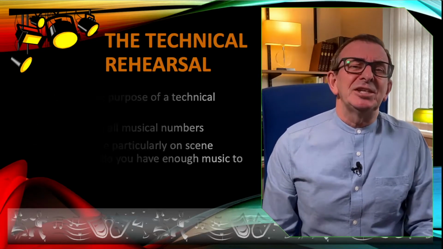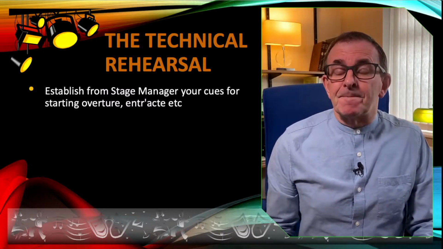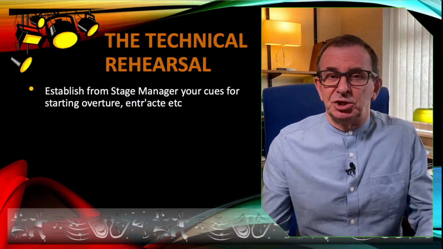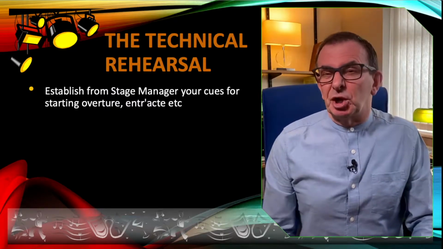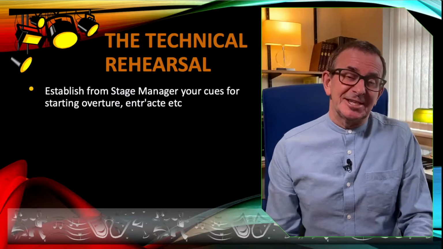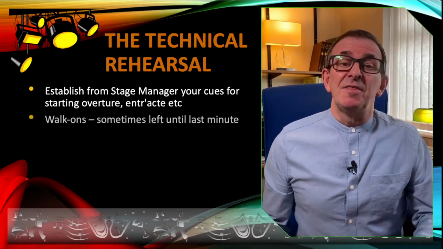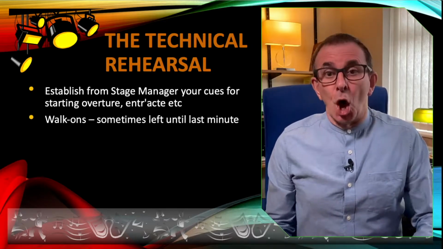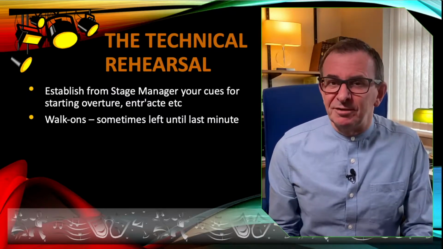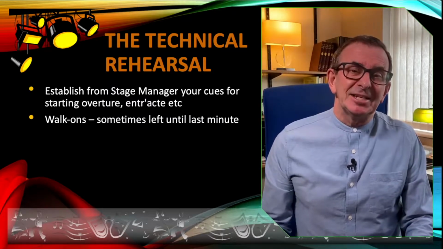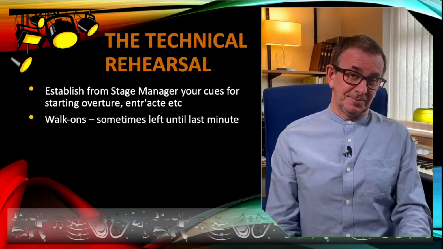You will also need to establish from the stage manager what your cues are. For instance, how are you going to be cued to start the overture or the entracte, or start the performance in general? Many venues have some kind of cue lighting system which will assist in this. Something that is sometimes left until the last minute are the walk-ons, the bows, or the "best," as I've heard it called sometimes. There is music written for this sometimes, and this needs to be rehearsed in time, but don't leave it until the technical rehearsal.